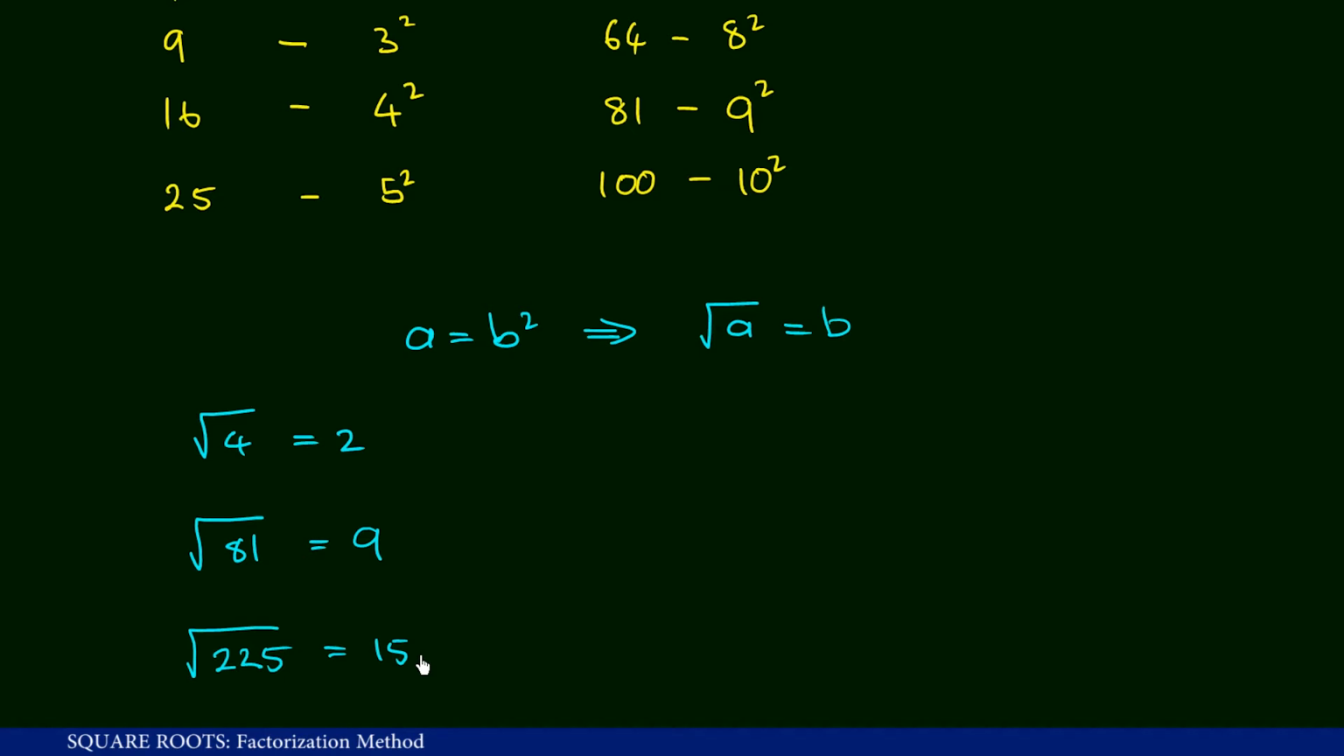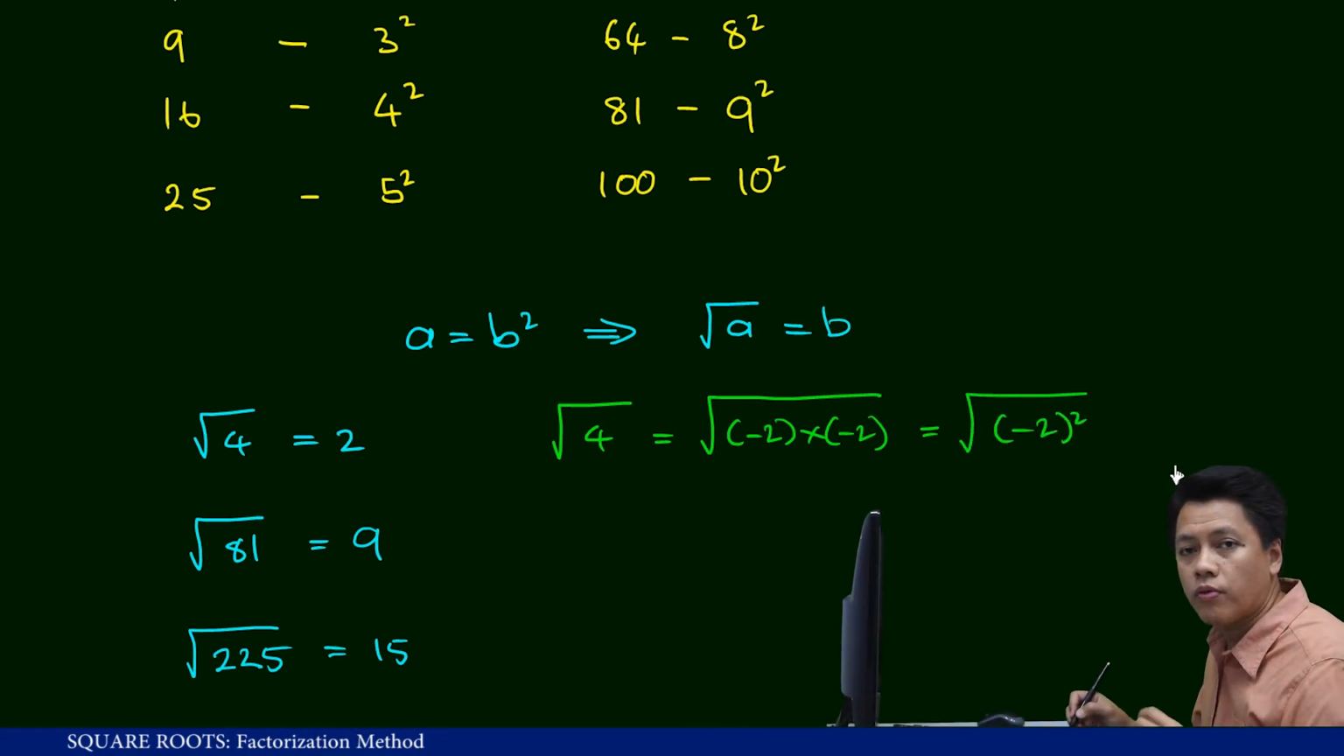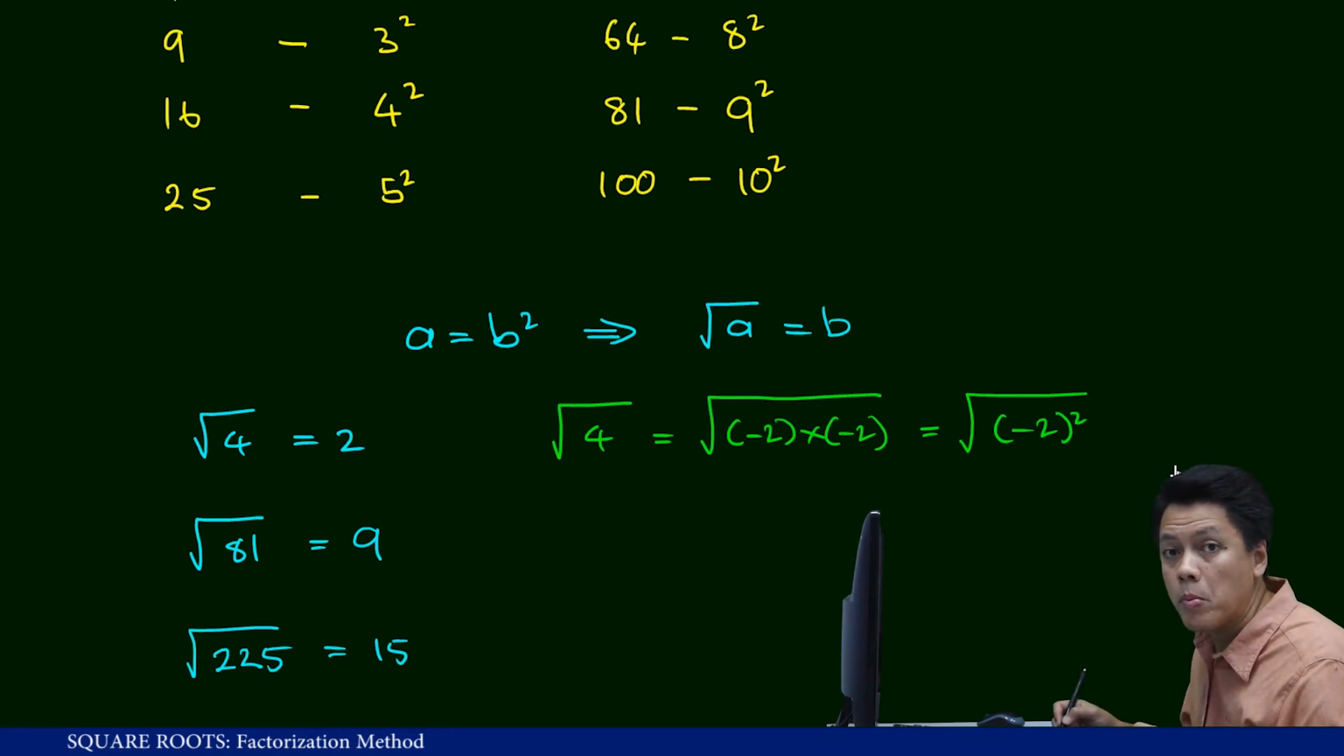But let's not forget that there is one other part that we need to take care of, which is the square root of 4 is also equal to the square root of minus 2 times minus 2, or equal to the square root of minus 2 squared. So that means the square root of 4 could also be equal to minus 2.